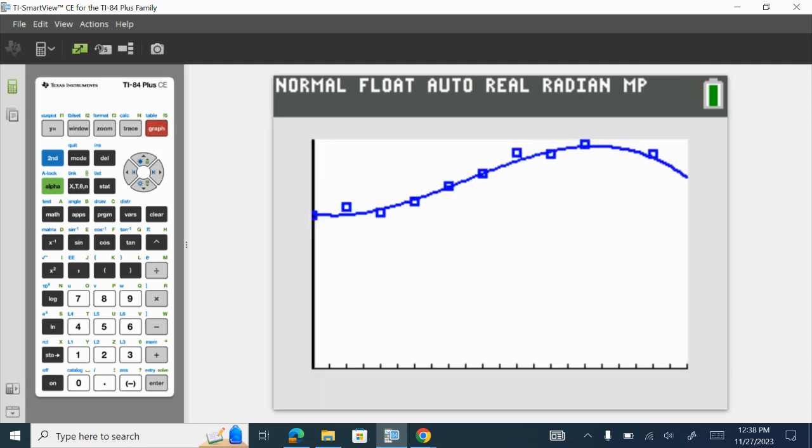Yeah, so once you put that into y equals, push graph. Does it fit? That's a pretty good fit. So that's the answer. That's the answer. So this is our model.